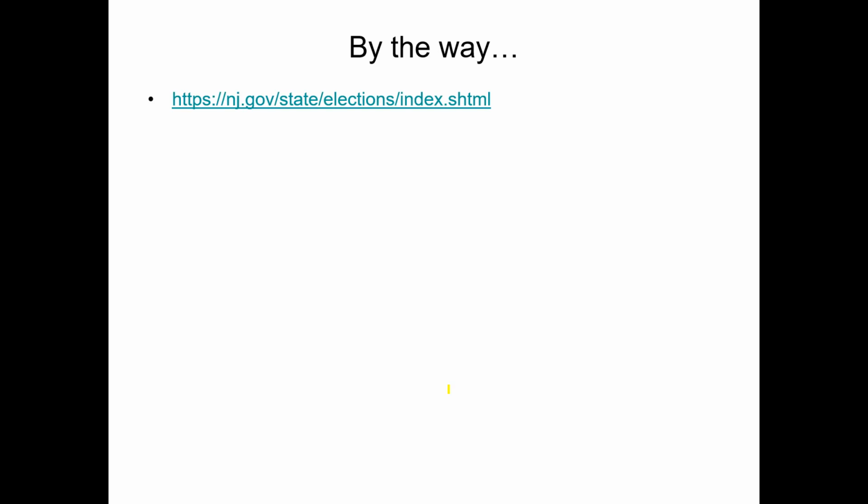So by the way, this is my own public service announcement here. It is really very easy to register to vote in the state of New Jersey. You can go to this website here, which is the New Jersey Division of Elections, and then you can click on register to vote right there at the top. Then click on your county. My county is Bergen County.